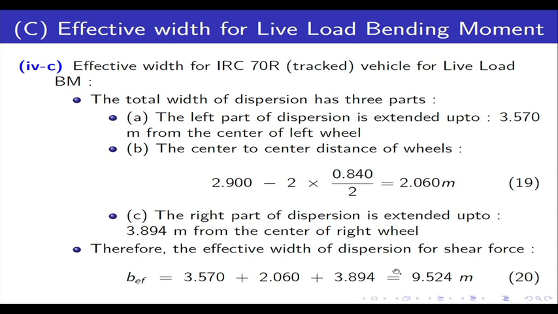So, we are getting here 9.524, that effective width we are getting. This is for the bending moment, because for bending moment, as we have told earlier, we have kept that load at the middle, and on the basis of that we have got this value.